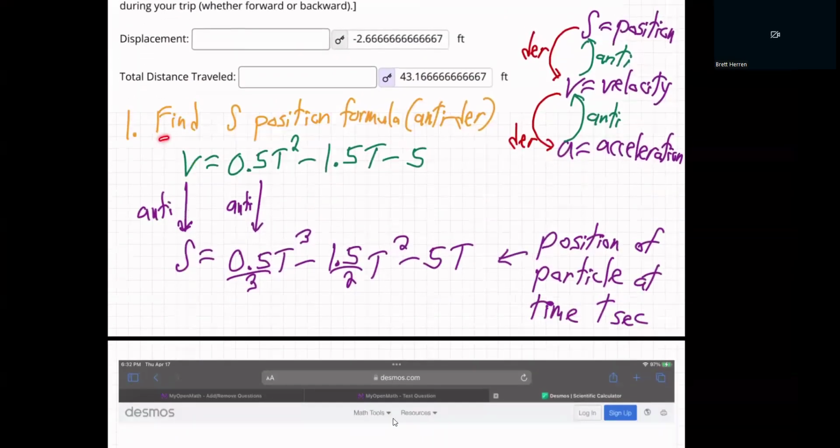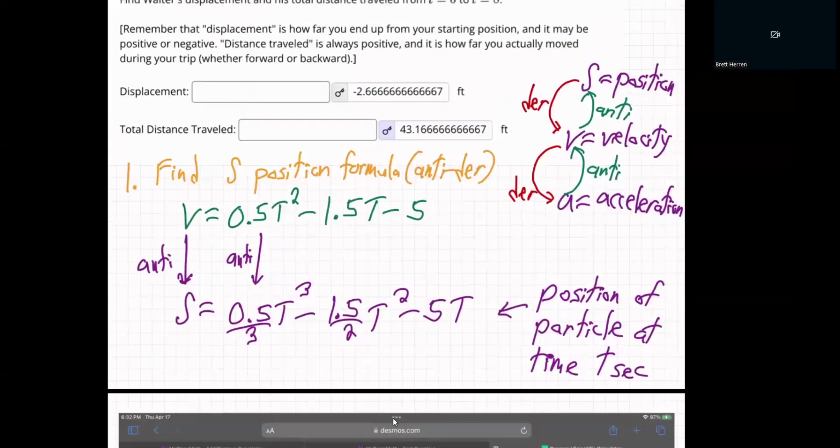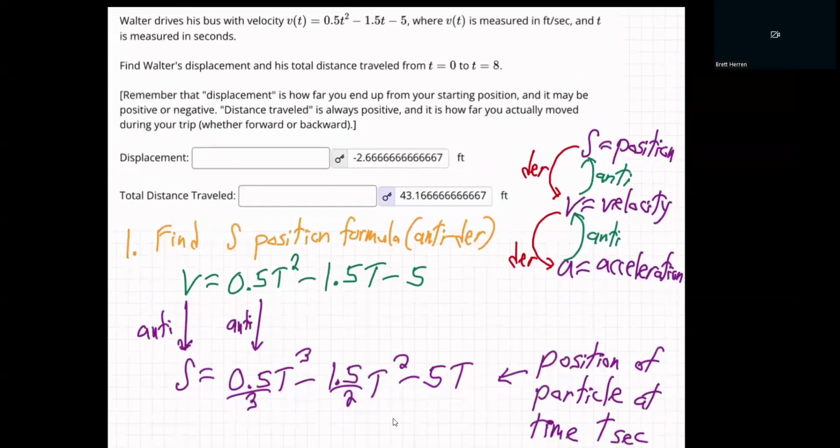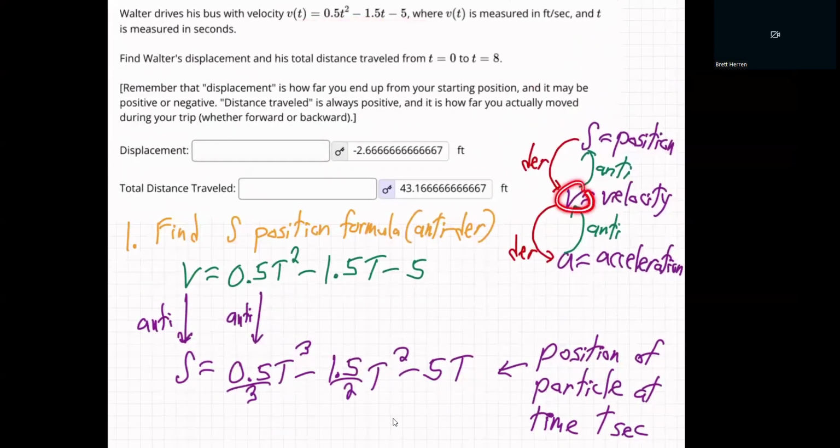Well, first step is find s, the position formula, by taking the antiderivative. Remember the relationship here: position, velocity, acceleration. We take the derivative of position, we get velocity, derivative of velocity, we get acceleration. So backwards, the antiderivatives go back. If we want to find position, and they're starting us with this velocity equation, then from velocity back to position, that's an antiderivative.